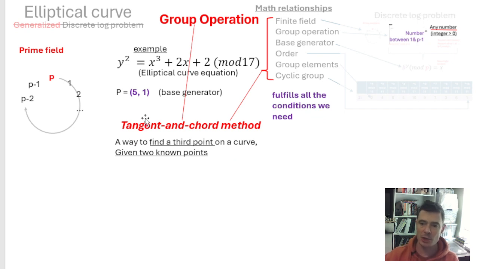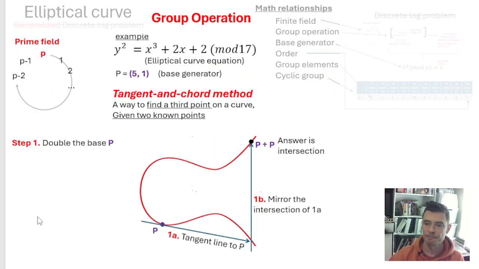So now back to the actual math that we're doing. The math operation that goes on with curves is called the tangent and chord method. And this is a common method. It's how you find a point on a curve if you know 2 points.